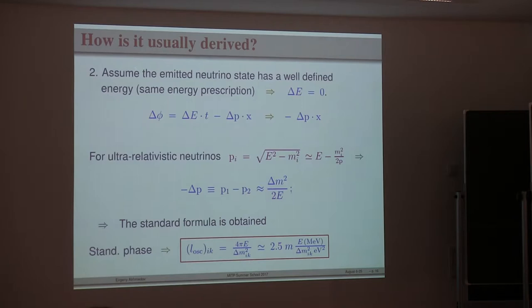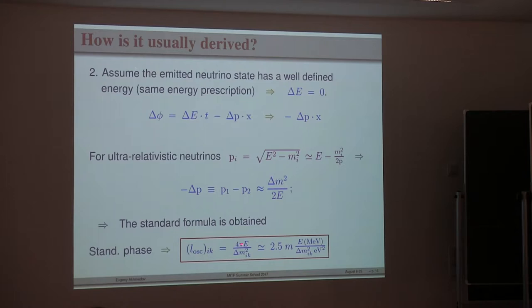Then the oscillation phase, which is the phase difference of different mass eigenstates, is equal to minus delta P times X. Then again, we can expand this formula and get for p the expression E minus m square over 2E. And minus delta p, which enters here, which is p1 minus p2, for example, is equal approximately to delta m square over 2E. And again, we get the same standard oscillation formula with the standard oscillation length given by 4 pi E divided by delta m square.